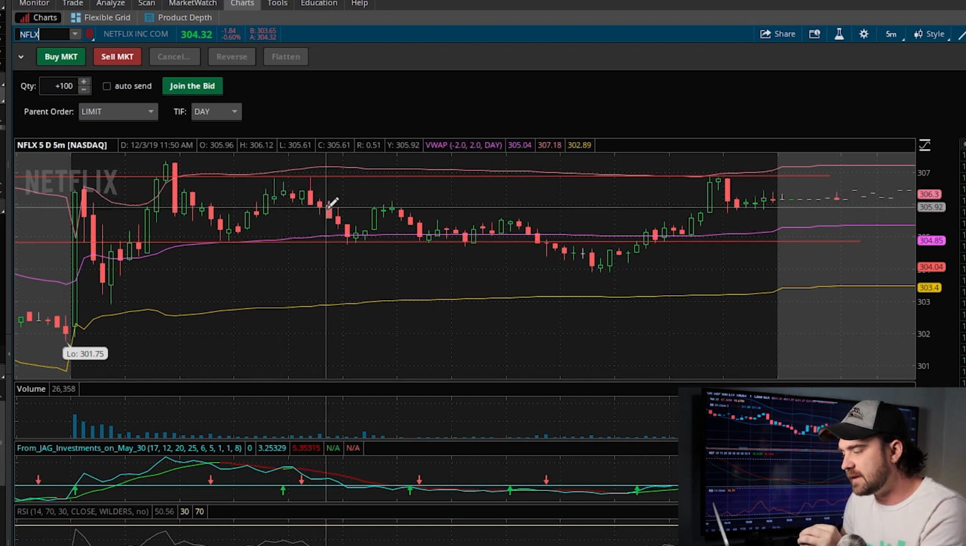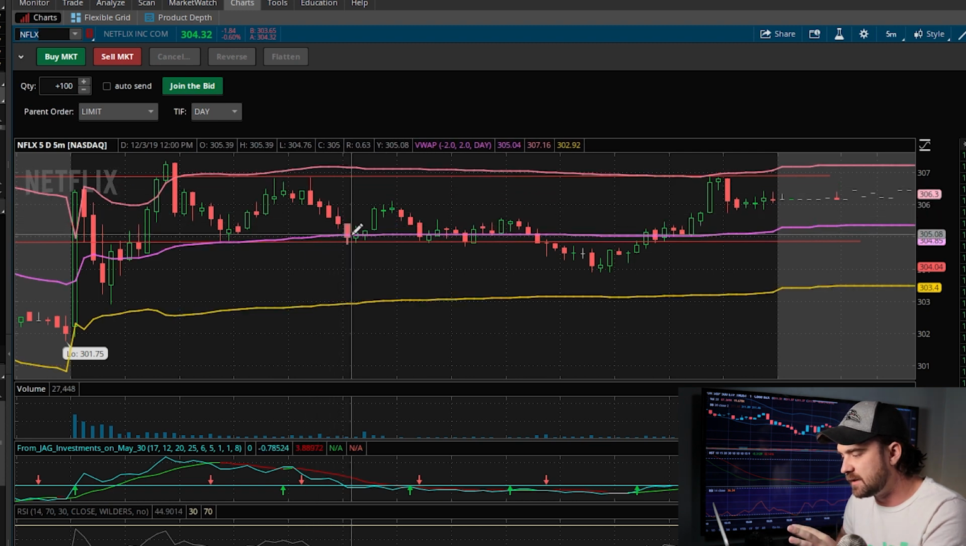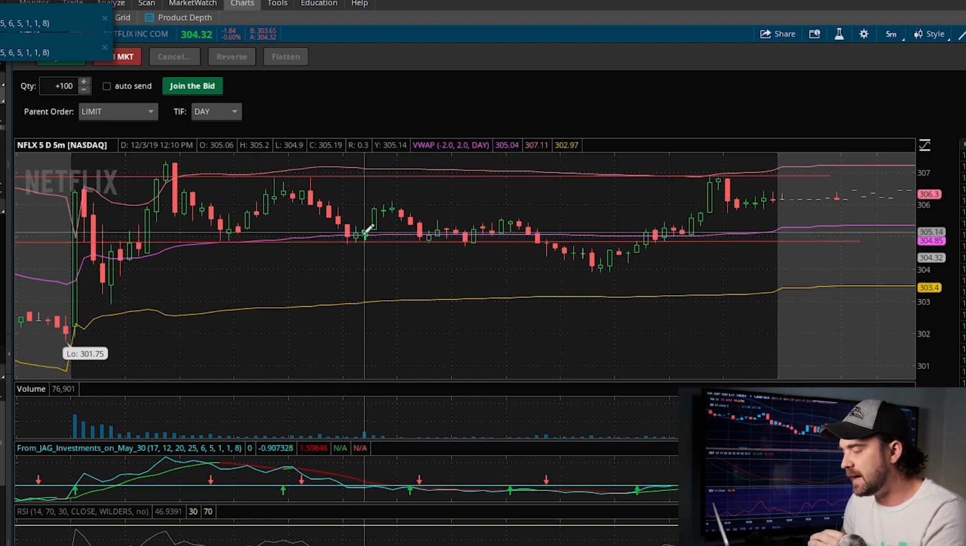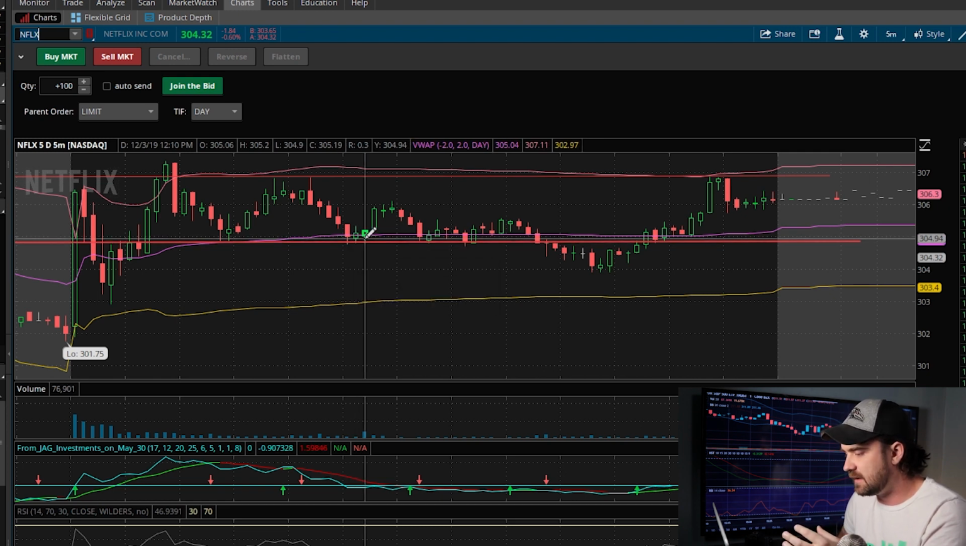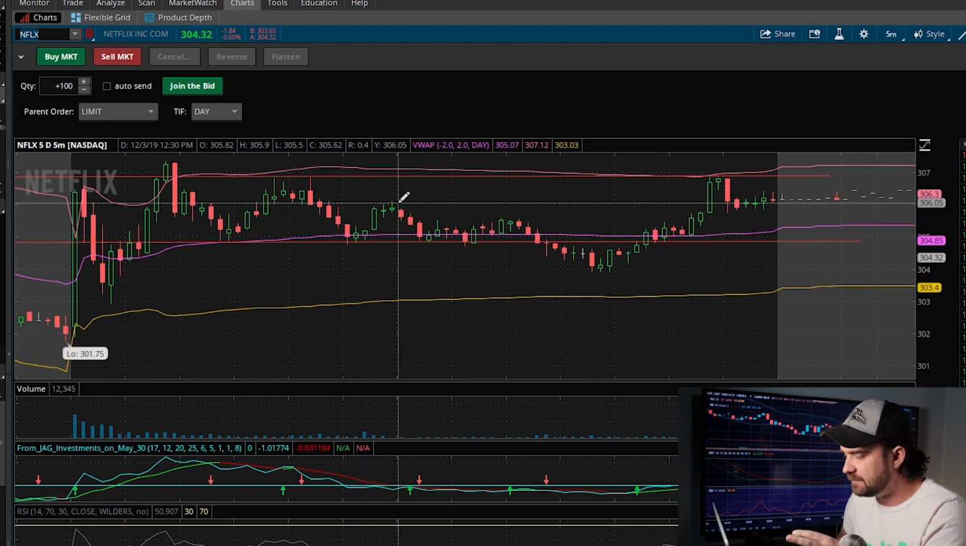But once I noticed several red candles here and they started to shrink up, you could see the momentum was starting to slow here, and then boom, nice green candle, and then it started to make a nice move back up. So this is actually when I took a position on Netflix. This is the other day, yesterday. Took a position on Netflix and then made this move again.